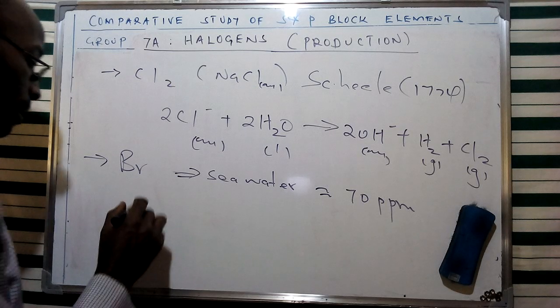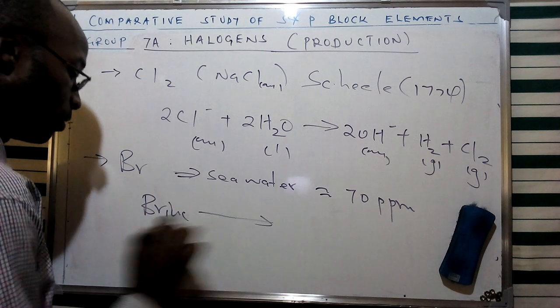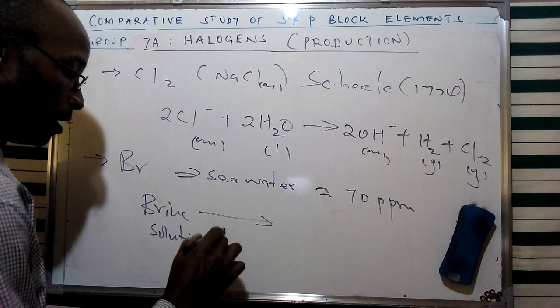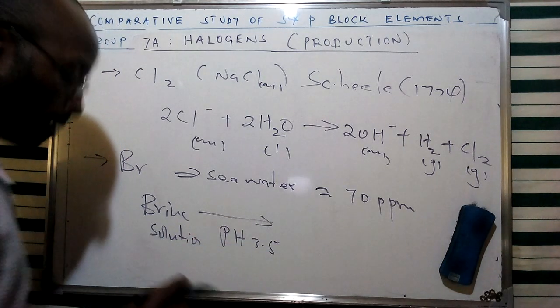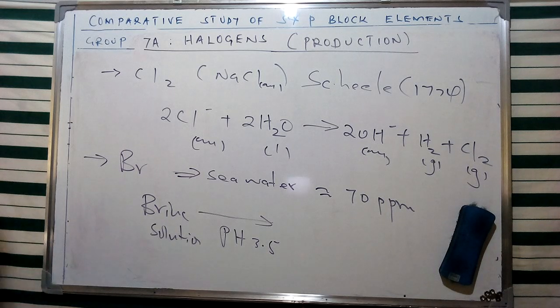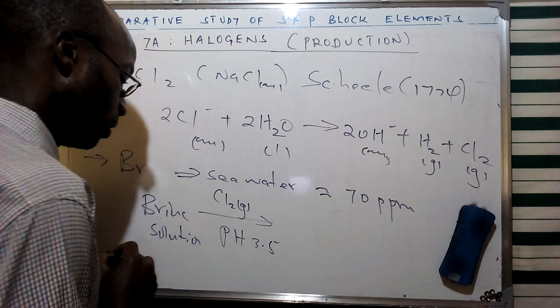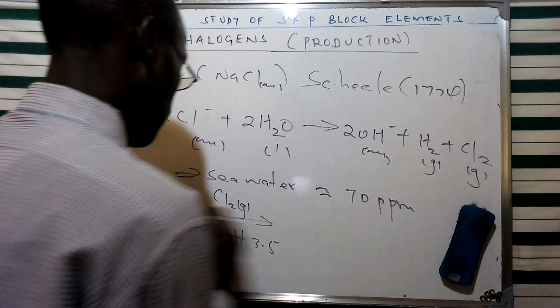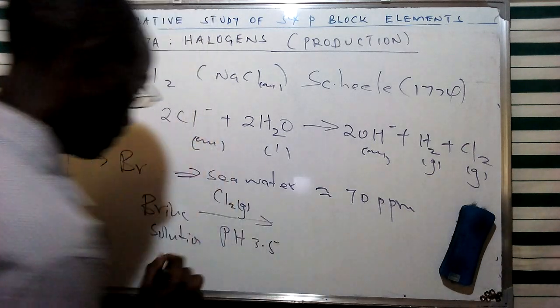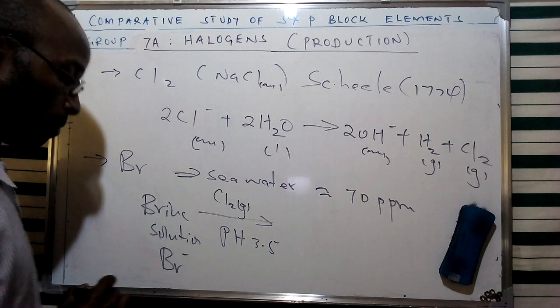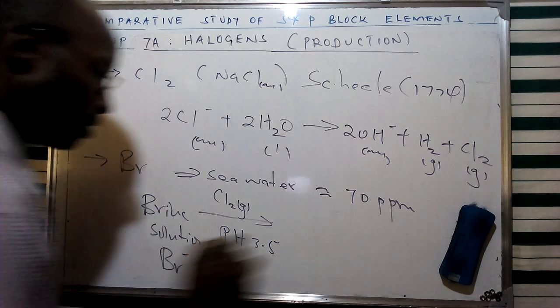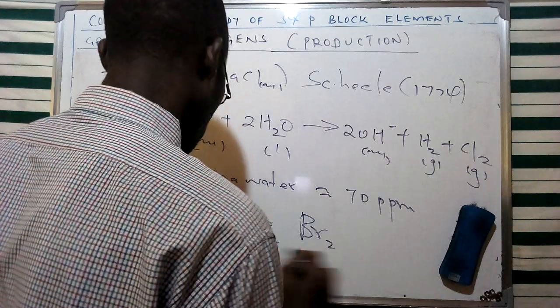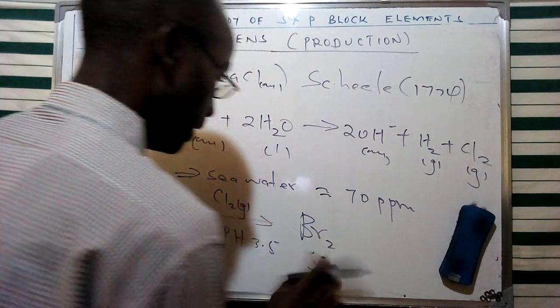Now, in this particular case, the bromine in brine solution is going to be adjusted to a pH of around 3.5. And in this case, there's also going to be an introduction of chlorine gas to this brine solution that is containing bromine. And this is going to lead to the bromide ions present in this specific brine being oxidized to bromine. So therefore, this is given in terms of the bromide being oxidized into bromine liquid.